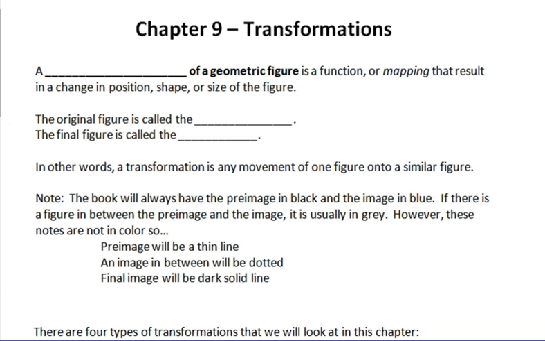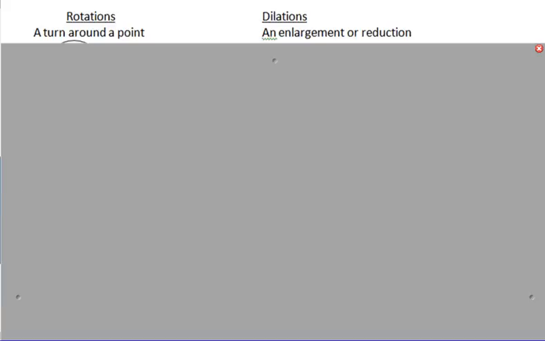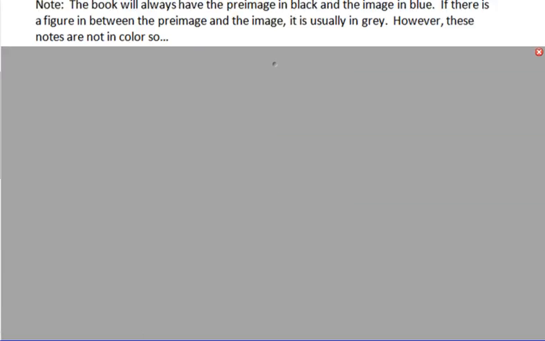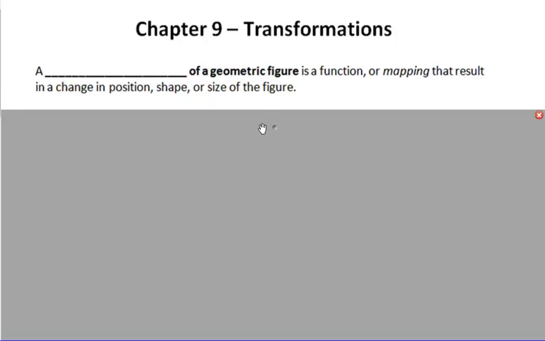So now to get some background information here. This is actually at the beginning of the notes that are given to you, I believe. But we've got some things we have to talk about before we can get into all this stuff about translation. So first of all, let's read through some of this background information. It says a blank of a geometric figure is a function or mapping that results in a change of position, shape, or size of the figure. And that would be a transformation. That's what we're talking about, transformation.